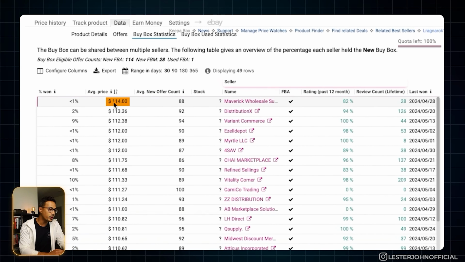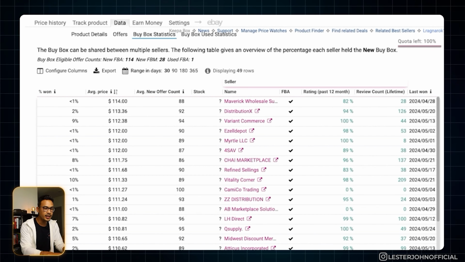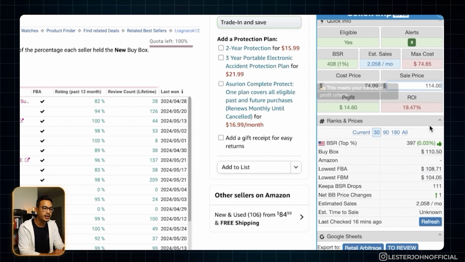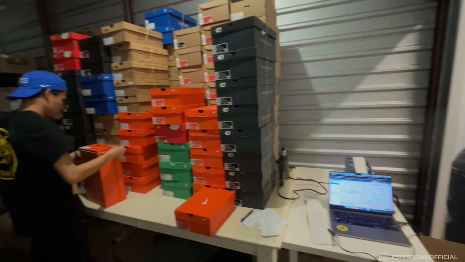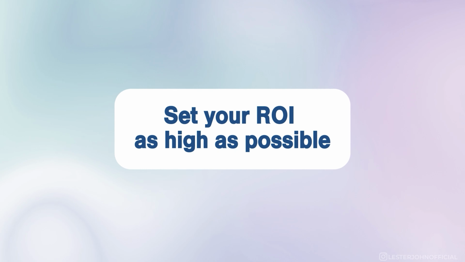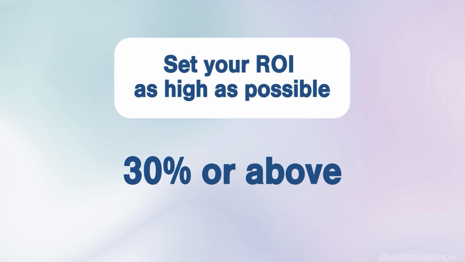So 114 right here, it's kind of like the highest price that the buy box had recorded. With that, we're making $14.60, 19. Our minimum for our team is 20% ROI. Of course, that can vary. As a beginner, I highly recommend that you set your ROI as high as possible. I would say like 30% or above, okay?